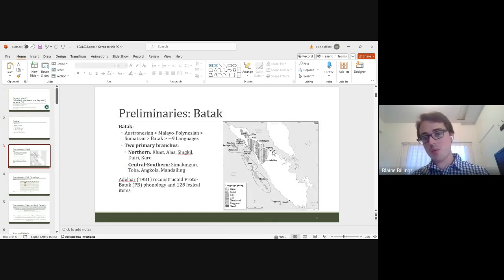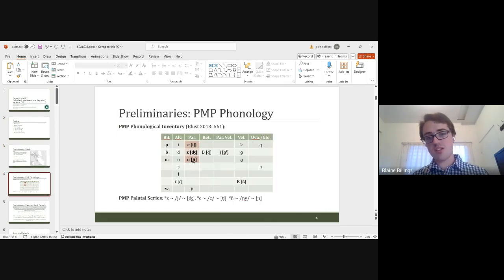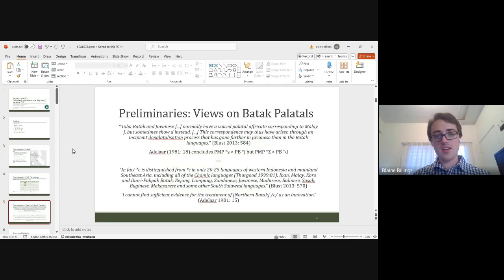So this was the map with the stripey. So those are the Batak languages. This is the phonological inventory of PMP, and we're going to be looking at these 3 reconstructed phonemes. And then here are some quotes that I'm just going to gloss over, but needless to say, what I'm getting at here on this slide is that the Batak languages have been used as a diagnostic for reconstructing the voiced and voiceless palatal affricates for PMP, not the nasal. So I'm only going to be touching very briefly on the nasal.